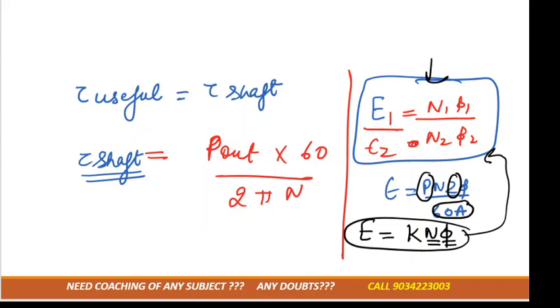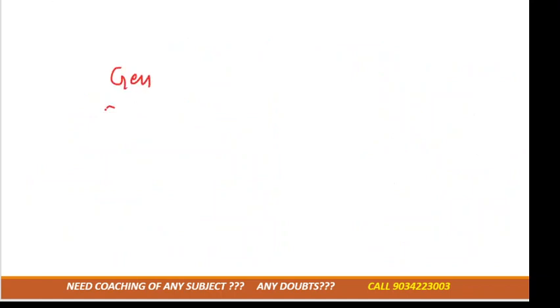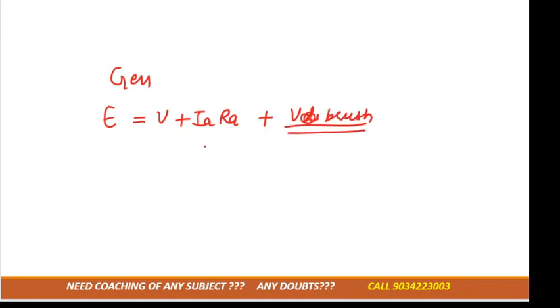Clear? One more formula: I told you that for the generator E is equal to V plus IA RA, plus, if there is a voltage drop across the brush, then we have to consider that also. For the motor, we have E is equal to V minus IA RA minus the voltage drop across the brush. If it is positive, then we'll add the voltage drop across the brush. If it is negative, then we'll subtract. Clear?